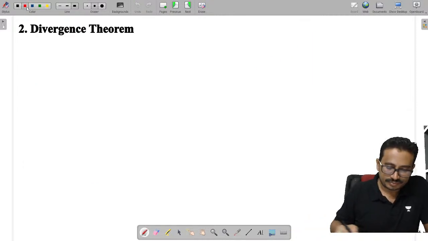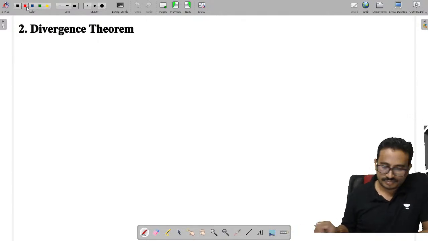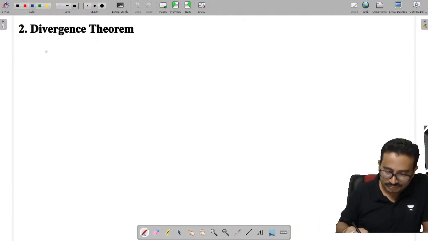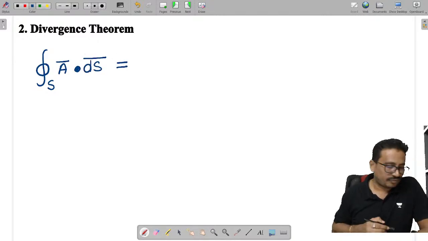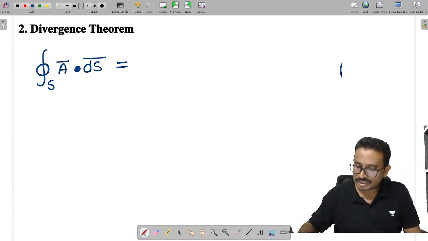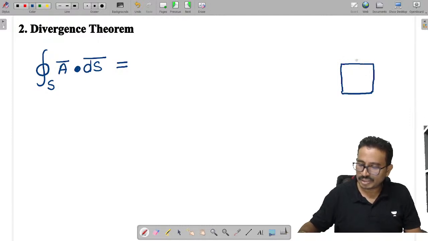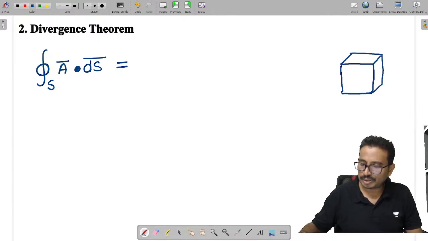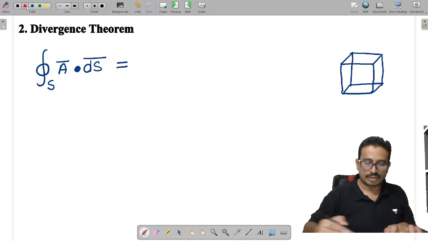Next, divergence theorem. See this thing here. So if I have a closed surface integration, we have the closed surface integral of A dot ds. Let us say the closed surface is given like this. Consider we have some closed surface like this, consider some cube. This is my closed surface.